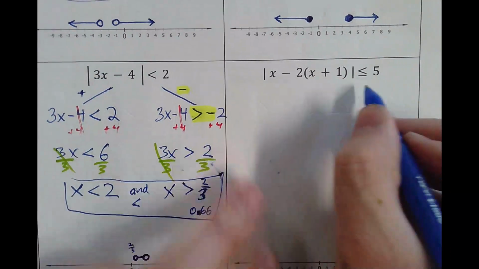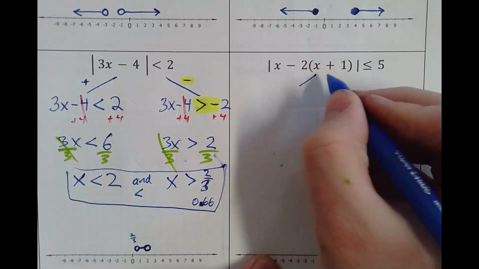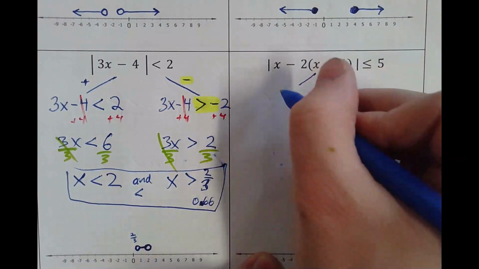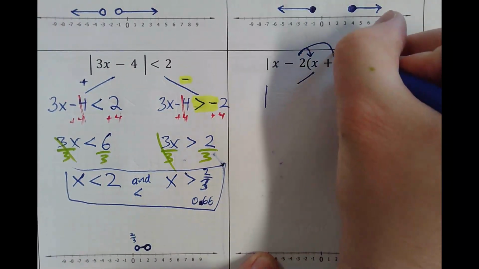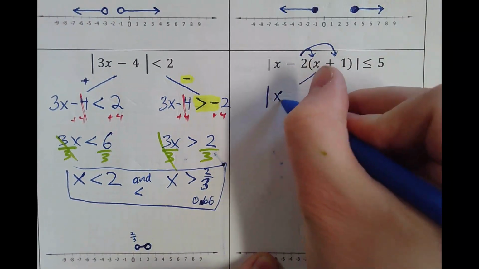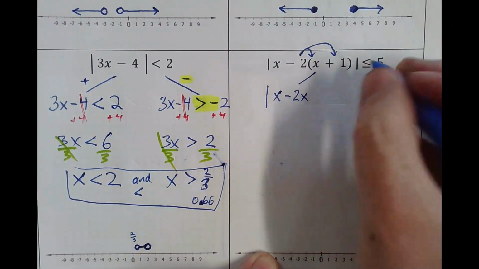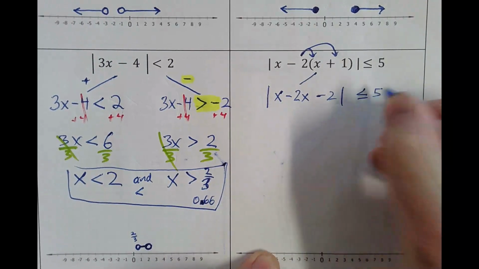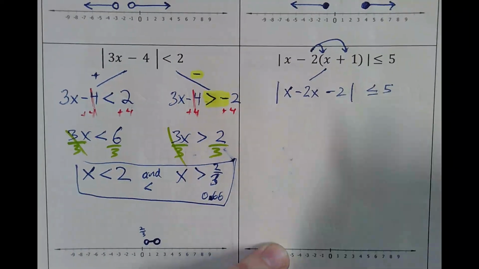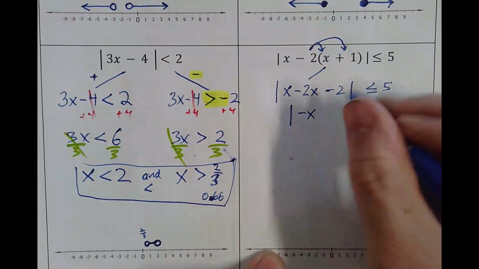My recommendation for this problem right here is to first simplify the inequality a little bit. If I look at this situation here, I can actually simplify it just a bit by doing the distributive property. So I'm going to distribute -2. -2 times 1 is -2. And I can still simplify this a little bit more. X minus 2x is -x.